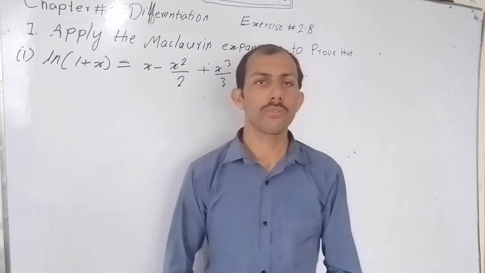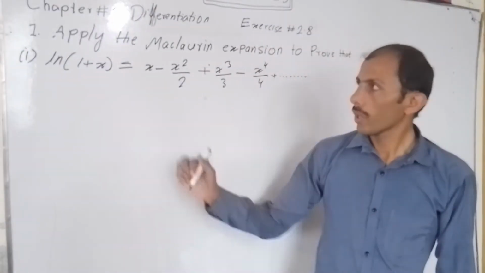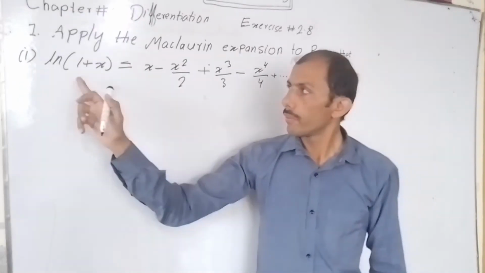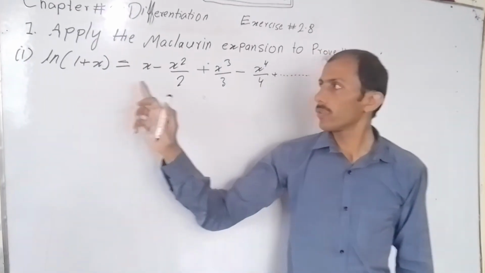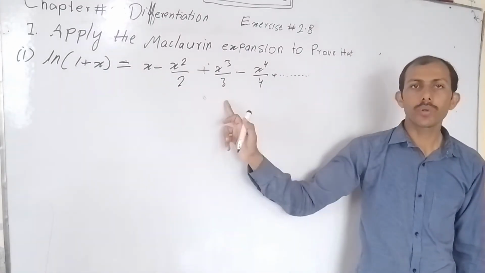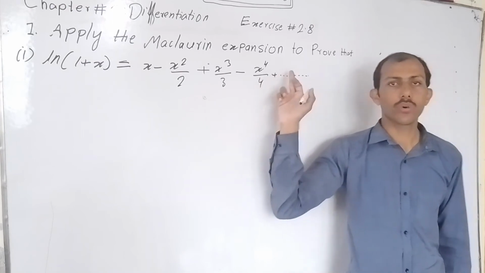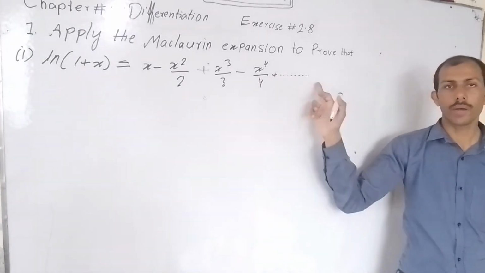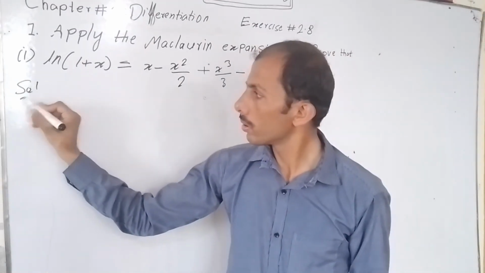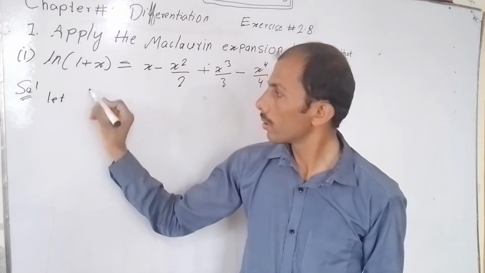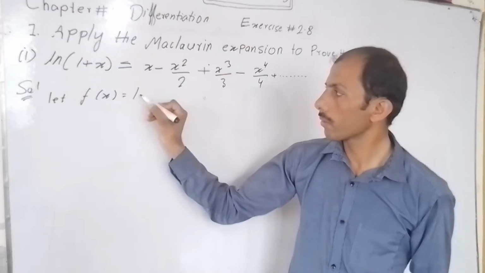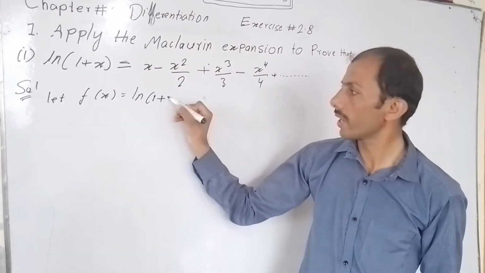Let's start question 1, part 1. Apply the Maclaurin expansion to prove that natural log of 1 plus x is equal to x minus x square divided by 2 plus x cube divided by 3 minus x to the power 4 divided by 4 plus up to so on. Let's suppose f of x is equal to natural log of 1 plus x.